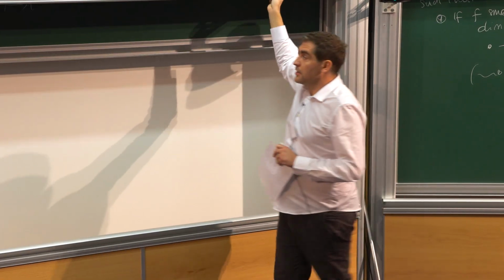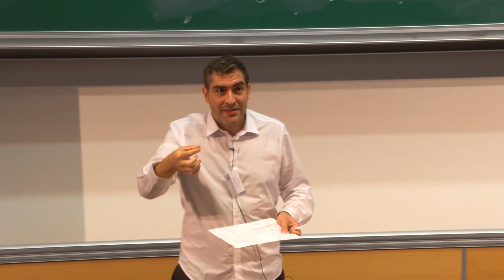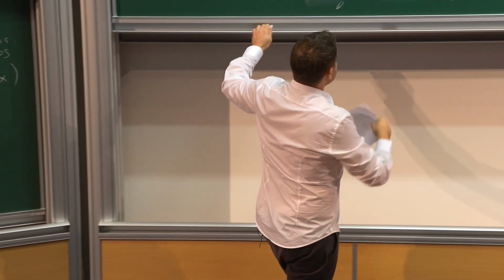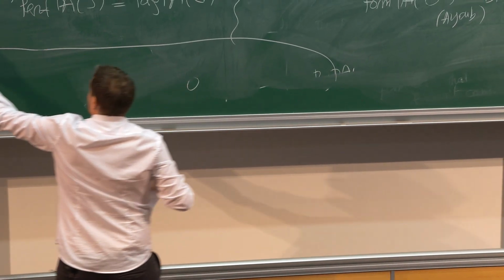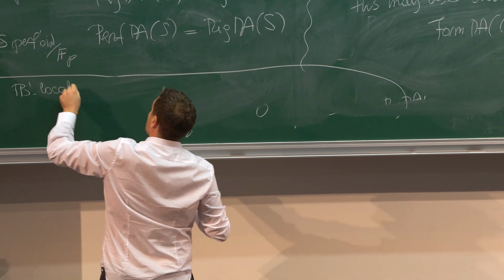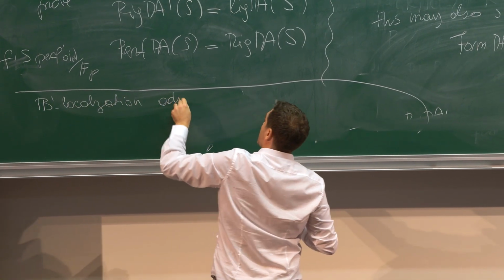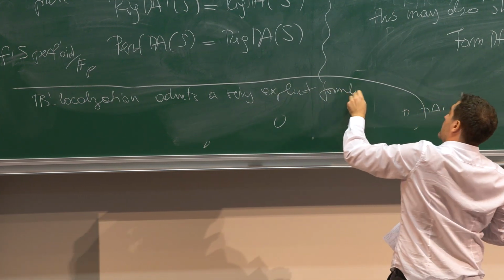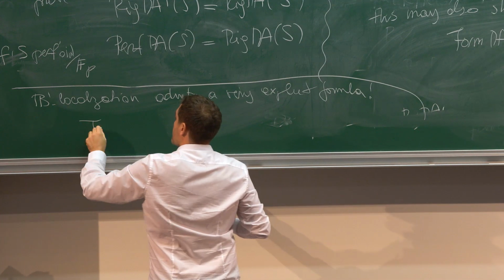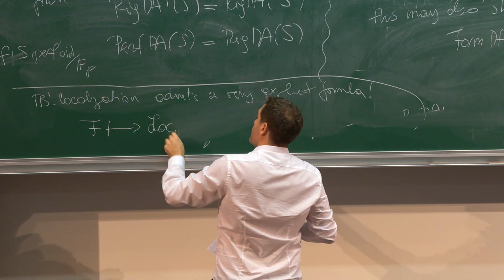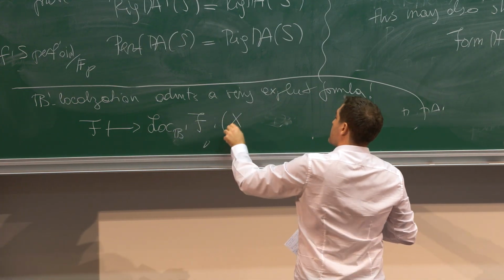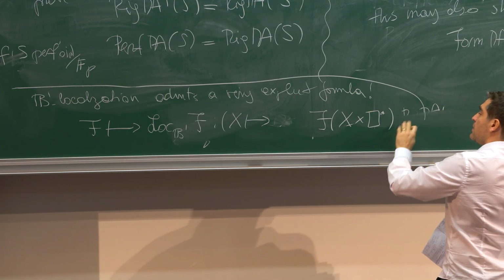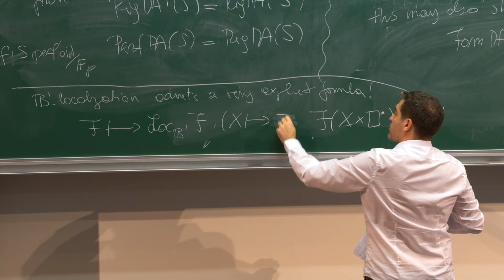That's a very good question, because a priori this is just very local and there is no higher compatibility that I had. But fortunately, the reason why this is true is that the B1 localization admits a very explicit formula, in the sense that if you have your random sheaf, then its localized version will be the sheaf that sends x to f of x times the cube, and then you take the singular or total complex.